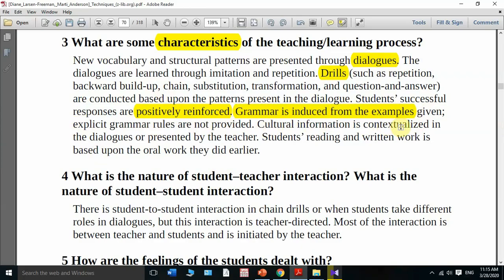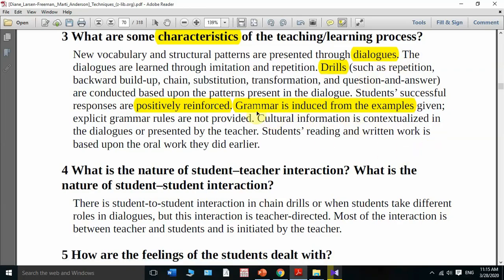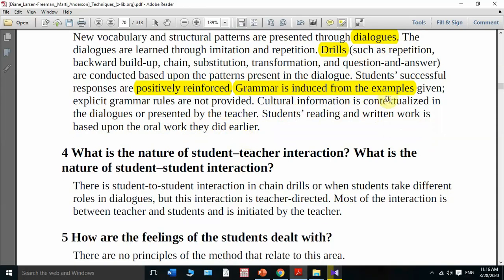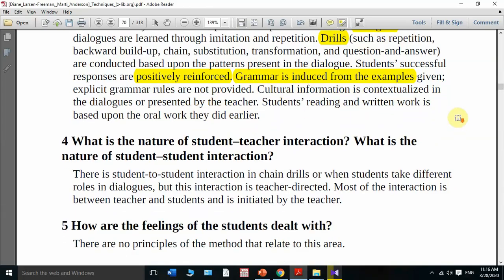Cultural information is contextualized, so we have a context pretty much within the dialogue that we have provided. And regarding culture, we said that we try to have everyday life. Students' reading and written work is based upon the oral work they did earlier. So they will work on reading and writing, but as you can see, reading and writing come after speaking practices.